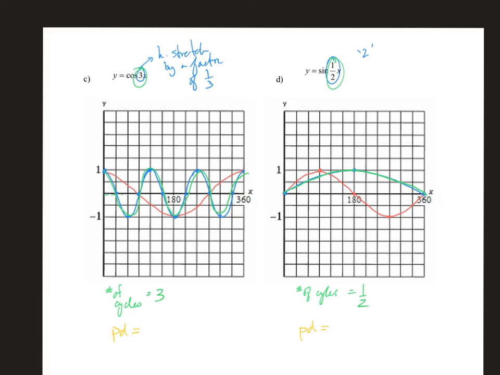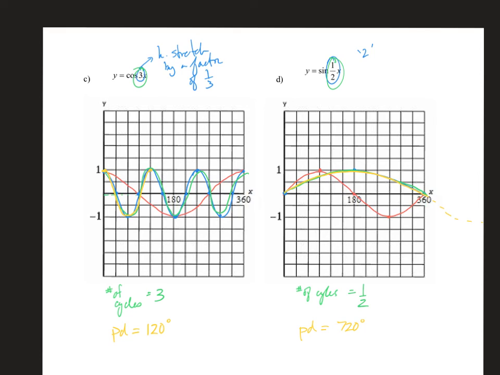Well, for me to find my period, maybe I go at the beginning, and that's where I get back. There was 1 cycle, and how long did it take to complete that cycle? 120 degrees. In graph D, I only see half of a cycle. So if half of that cycle takes 360, then if I was to continue that graph and finish it off, I know it would take double that, or 720 degrees, to complete its period.